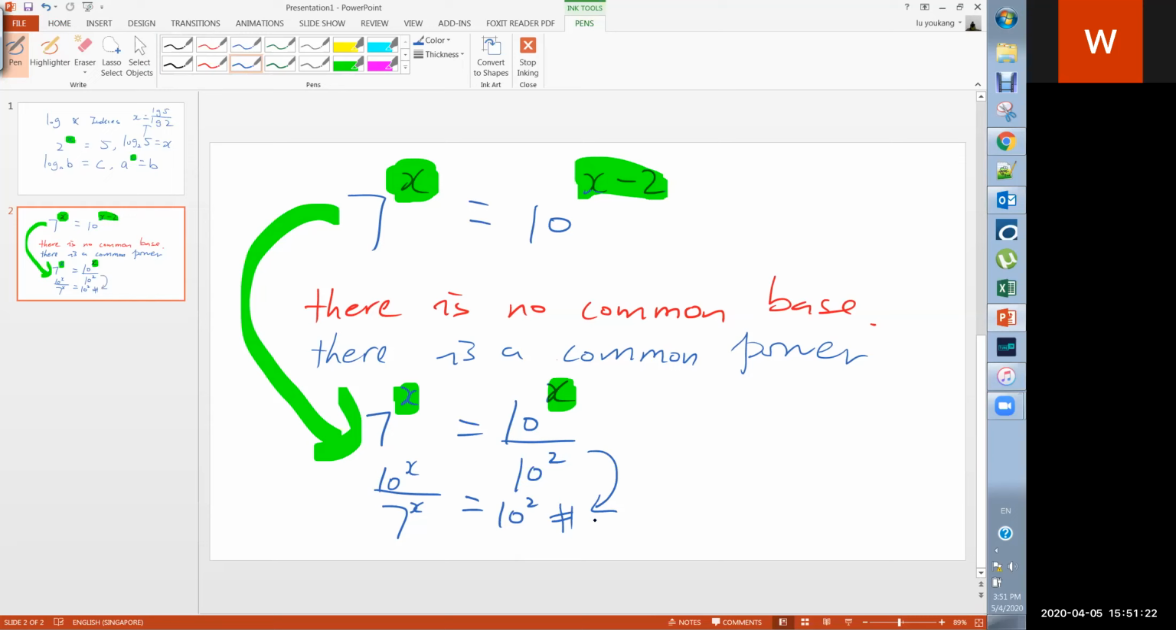No. So what you do is, you just give yourself a simple example. So 2 is equal to 6 over 3. So in this case, your 6 is this 10^x, and your 3 is your 7^x. So similarly, my 10 squared is equal to 10^x divided by 7^x.